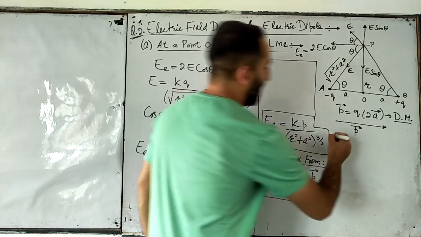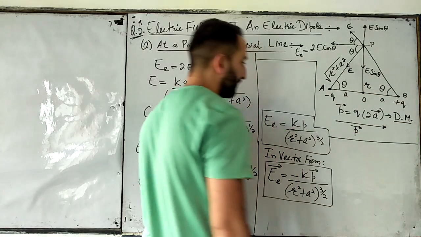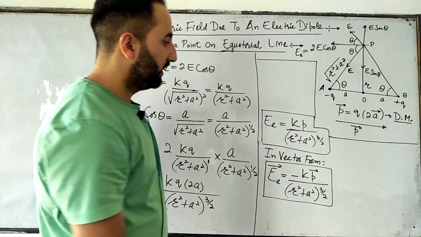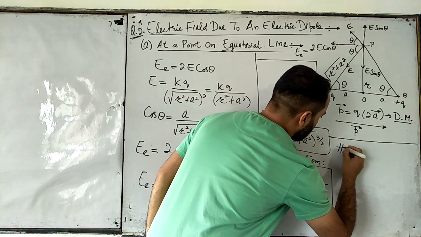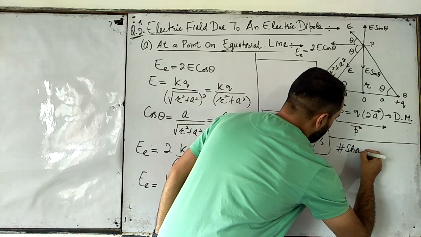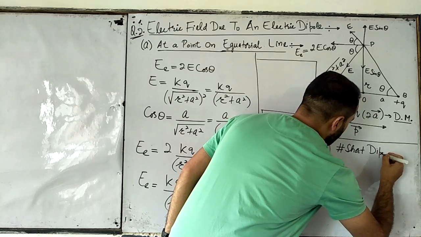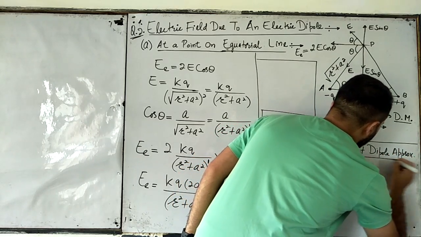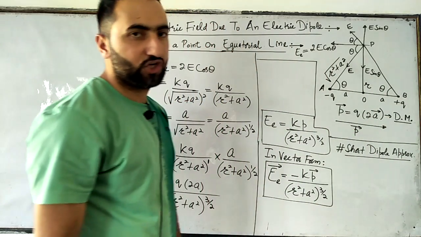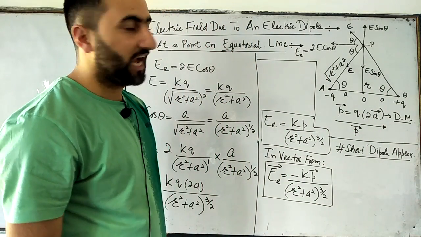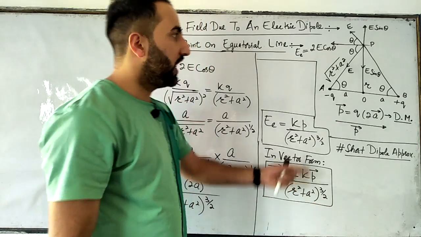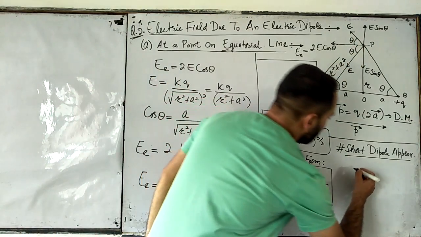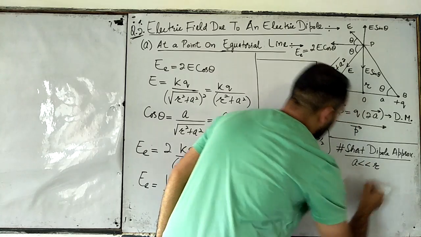They are opposed to each other. Fine. And at the end I will write down a special case, and the special case is called the short dipole approximation. Short dipole approximation implies that the dipole is very short. And what does that mean? That means the length of the dipole is very small compared to the distance at which you want to calculate the electrostatic field. That means this a is very small compared to r.